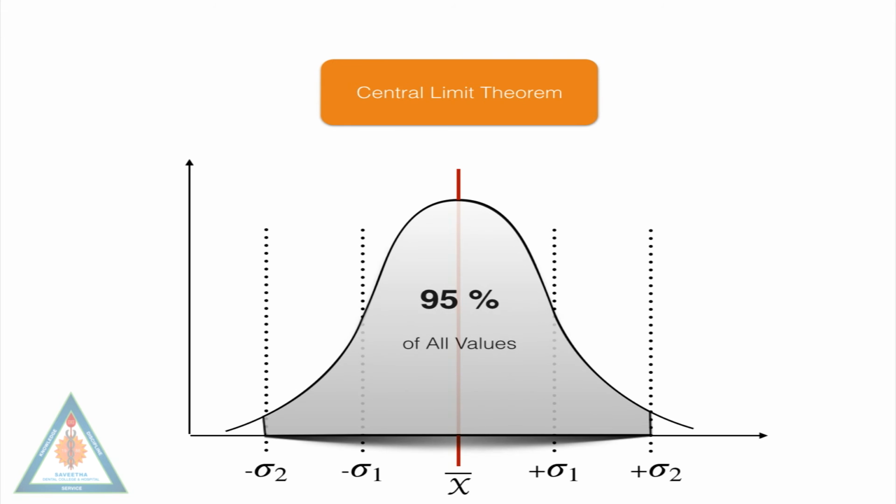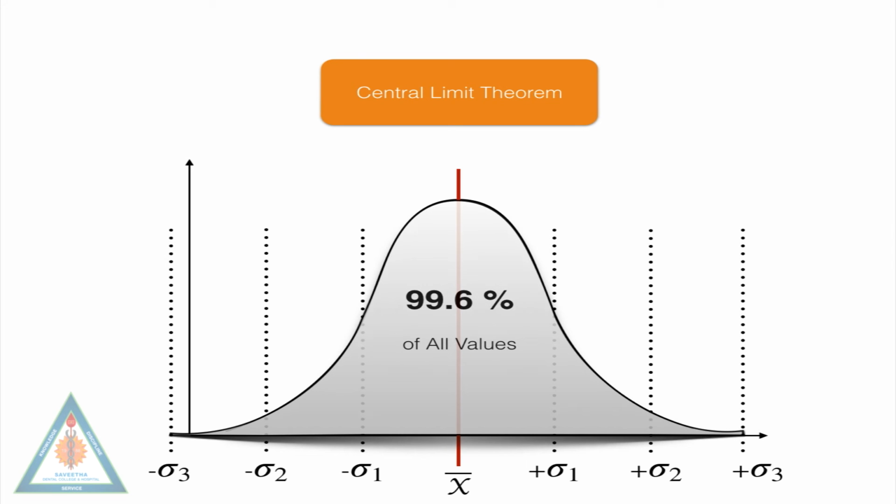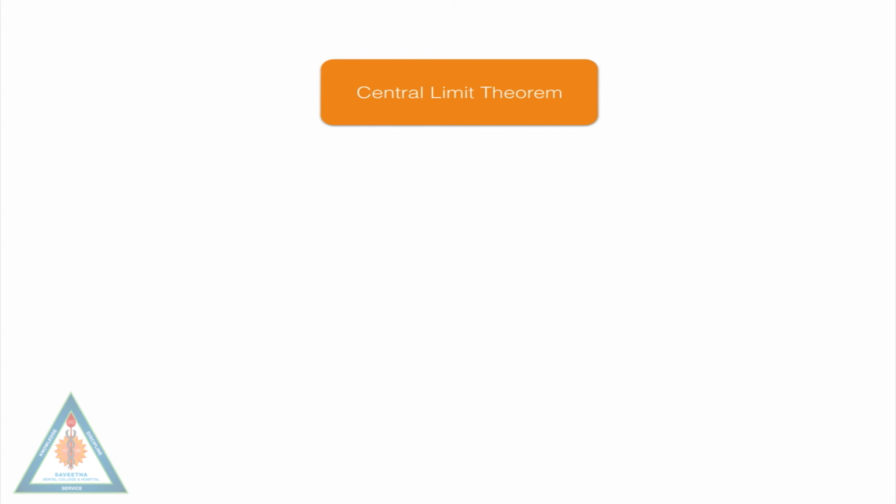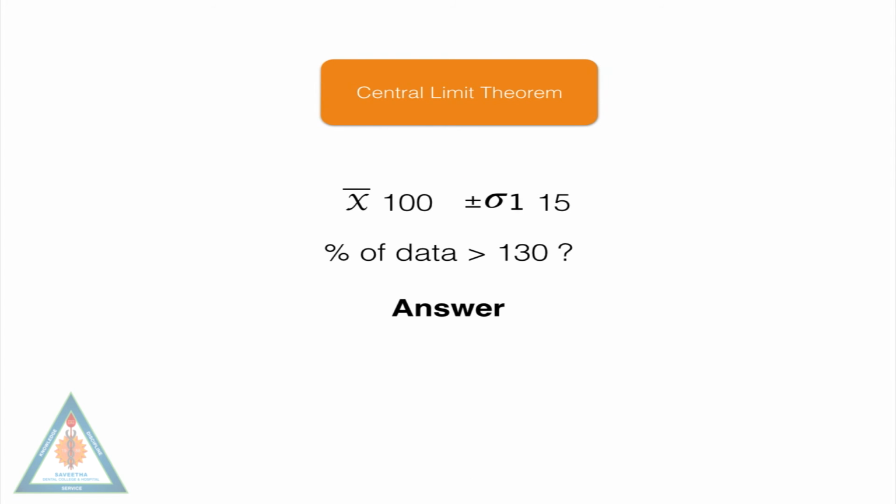The second rule states that 95% of all values will lie within two standard deviations of the mean. And the third rule of the theorem states that 99.6% of all values will lie within three standard deviations of the mean. This is interesting because once you know this kind of ratio exists, you can predict the percentage of population or the number of people above a cutoff value based on the mean and standard deviation of that group. For example, let's assume the mean IQ score is 100 and the standard deviation is 15.